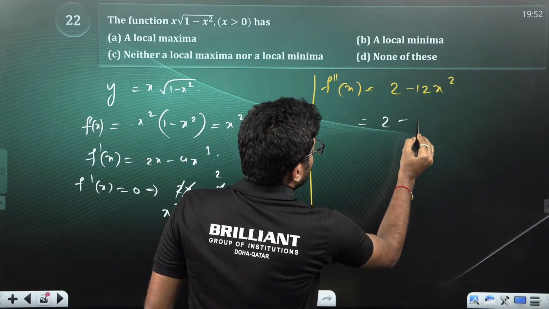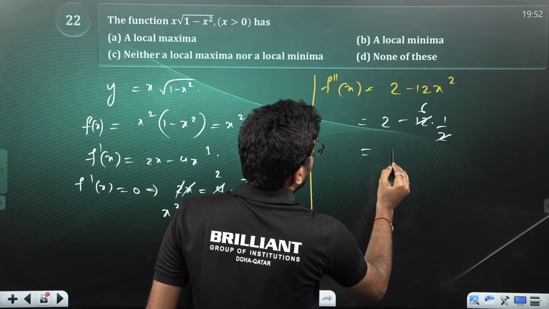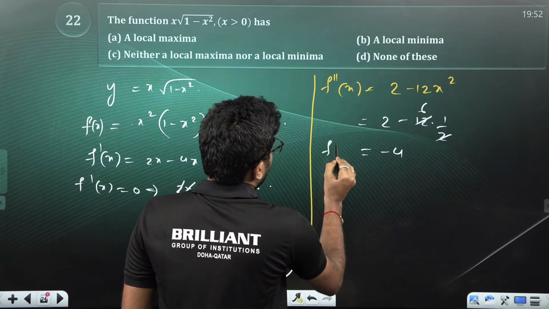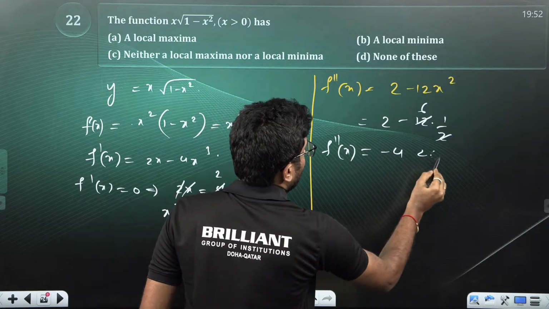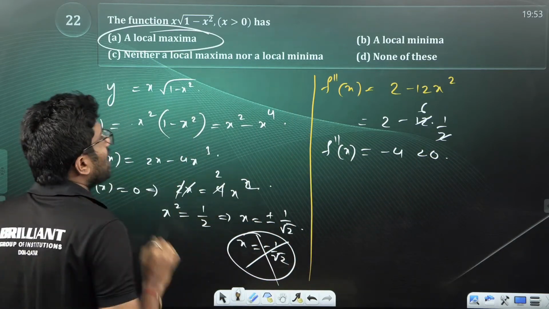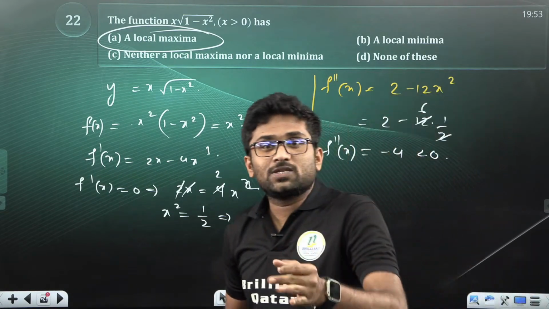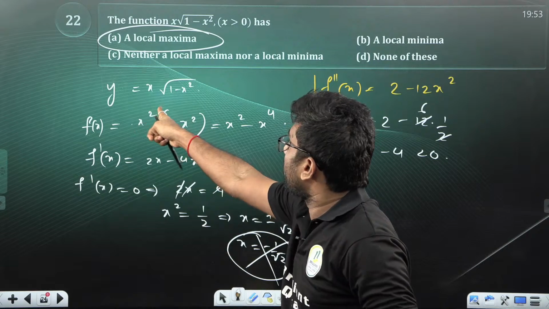Now 2 minus 12 times 1 by root 2 whole square, which is 1 by 2. 2 ones are 2, 6 twos are 12. So 2 minus 6 is equal to minus 4. f double dash x is equal to minus 4, which is less than 0. So if f double dash x is less than 0, then we get local maxima.